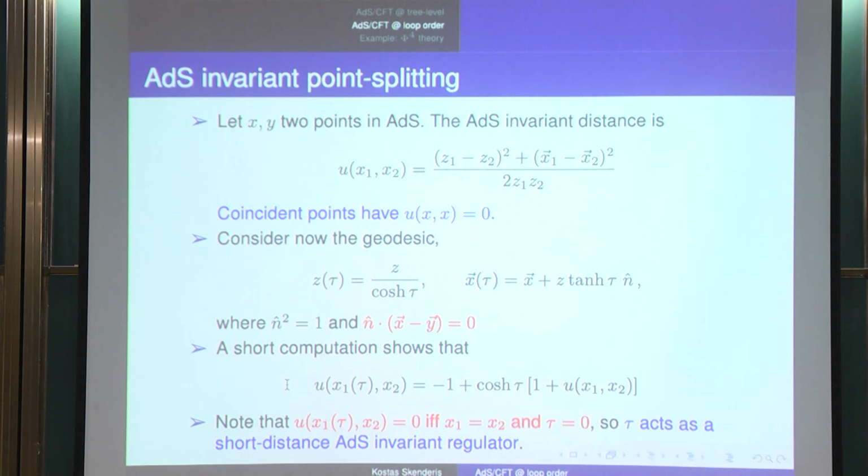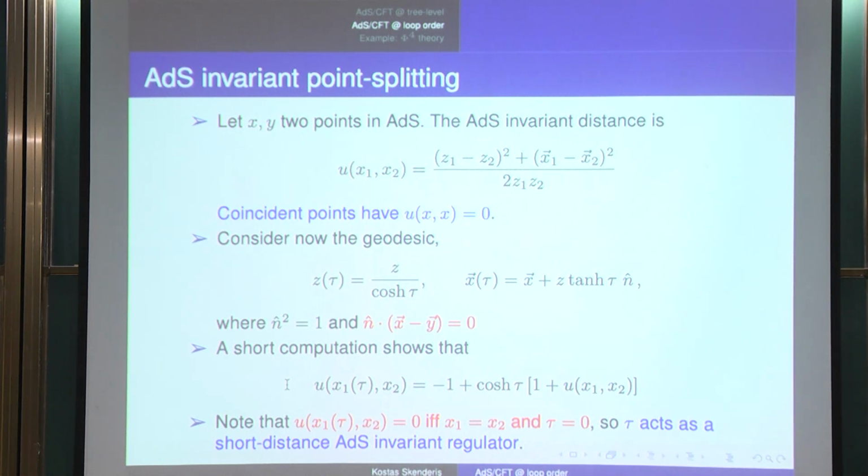Another way to see spatial conformal transformations is to note that this is translations followed by inversions. It's easy to check that this is inversion. Now, UV infinities come from coincident points. Short distances are the same thing as UV. And so if I put here Z1 equal to Z2 and X1 equal to X2, this goes to 0. Okay, so now I'll tell you how we regulate those.